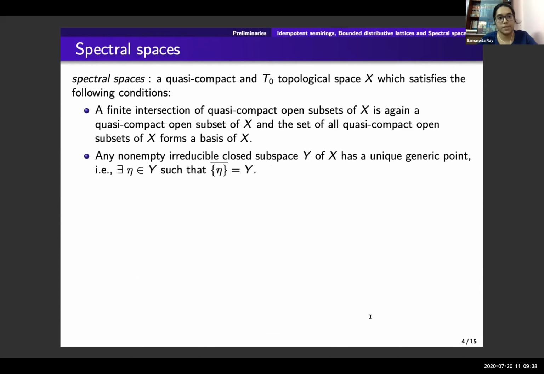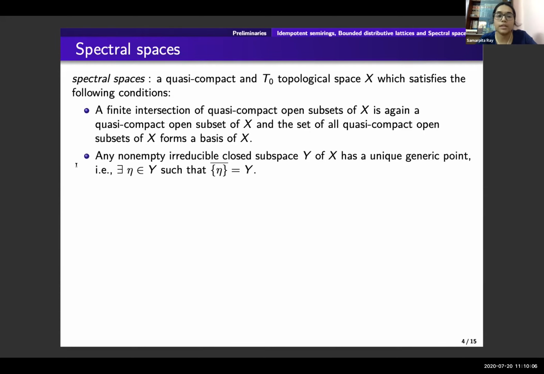So what are spectral spaces? Spectral spaces are topological spaces introduced by Hochster in 1969. These are compact topological spaces which are also T0 and satisfy the following two conditions. The conditions tell you that the compact opens of these spaces form a basis, and the finite intersection of compact opens is again compact open. And the space is also sober, which means any non-empty irreducible closed subspace has a unique generic point.